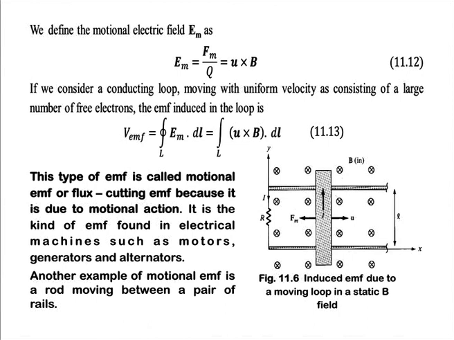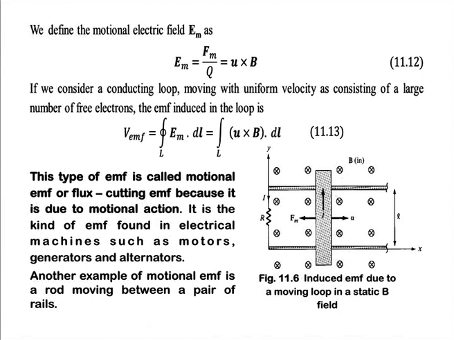We define the motional electric field Em as Em is equal to Fm upon Q, which is equal to u cross B. If we consider a conducting loop moving with uniform velocity as consisting of a large number of free electrons, the EMF induced in the loop is given by equation 11.13. Such an EMF is called motional EMF or flux cutting EMF because it is due to the motional action. This is the kind of EMF that we encounter in transformers, generators, motors, etc.